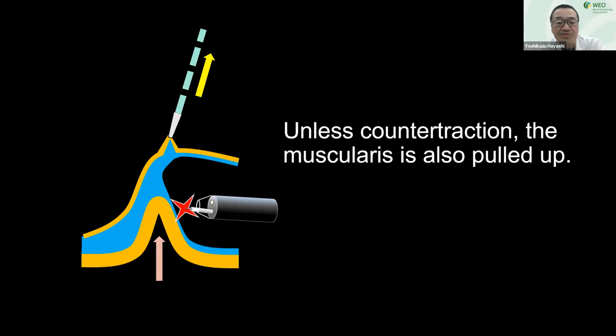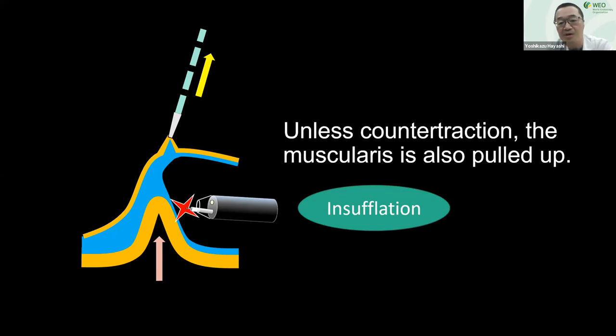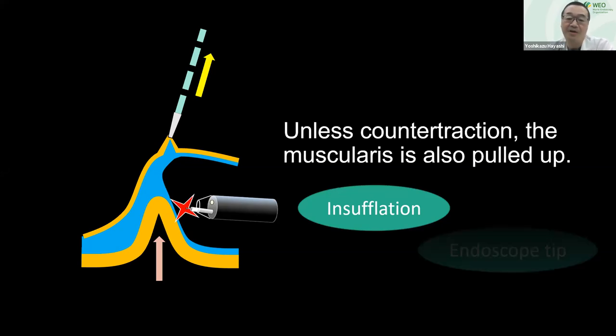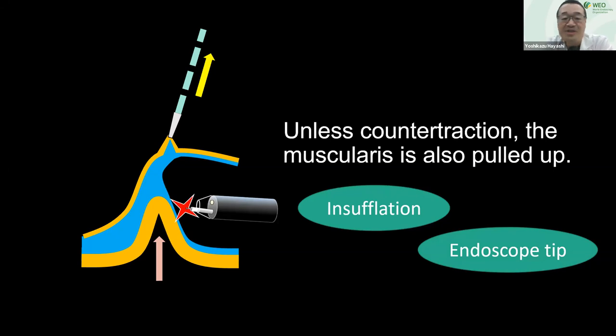So unless there is countertraction, the mucosa is also pulled up. In that situation, we should be careful not to damage the mucosa pulled upward. Then we must produce countertraction against it. So for instance, insufflation to make the muscularis flatten, or holding down the elevation of the pulled muscularis using the endoscope tip.